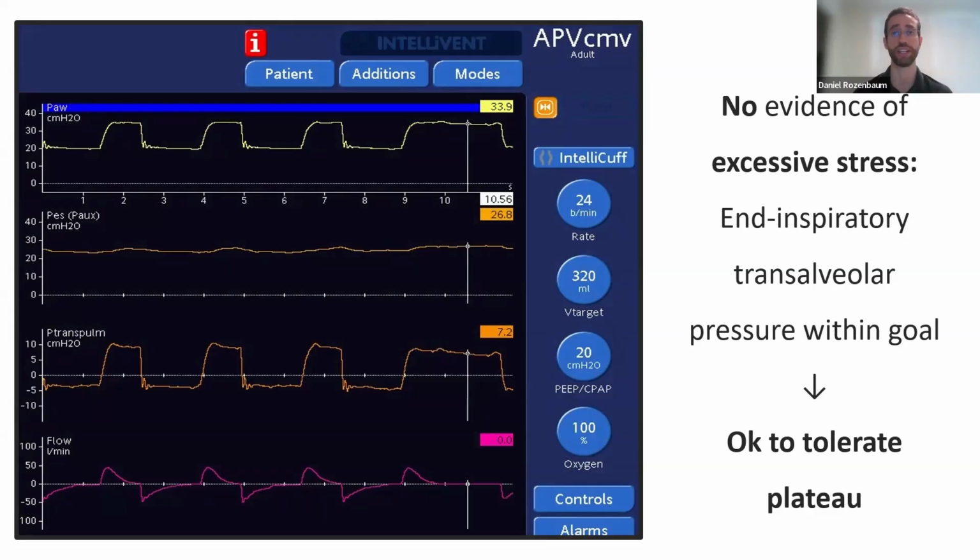This information is key because it allows us to first tolerate that elevated plateau, and second, pursue interventions that in this case are indicated but will raise the plateau further, like increasing PEEP, which in this case we thought was suboptimal. So that's what we did. We raised it because we were more comfortable with our plateau despite being elevated.